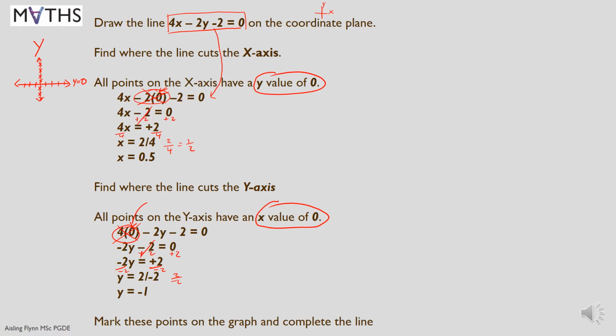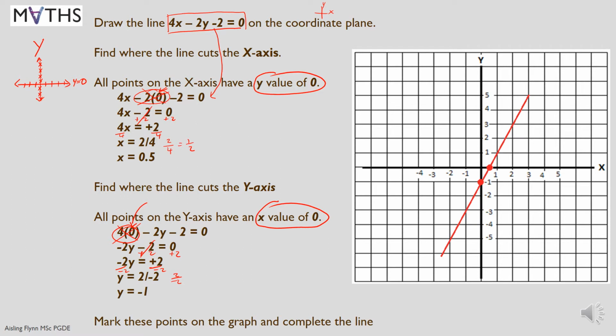So mark these points on the graph and complete the line. Before we go to marking, the 2 points we've gotten: for the x-axis, y value was 0 and the x value was 0.5. That's x comma y. And from the second one we had x value 0 and the corresponding y is minus 1. So here we'll see those points. This point here on the graph is 0.5 comma 0, and this point here is 0 comma minus 1.